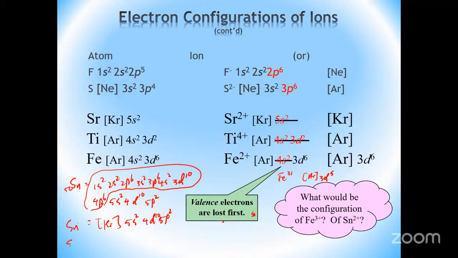So for tin 2+, what would be the electron configuration? Where would you start losing electrons? Remember, you start losing electrons from the valence shell, the shell with the highest n value. So it's going to be [Kr] 4d10. Exactly, because you're going to lose the 5p and the 5s electrons, so these will disappear. And that's how you do that.